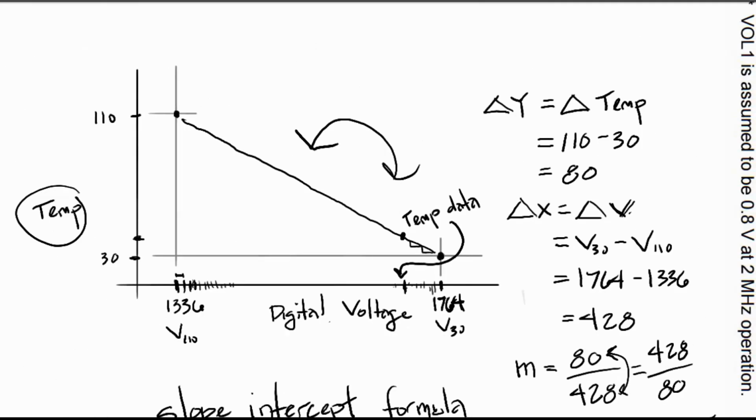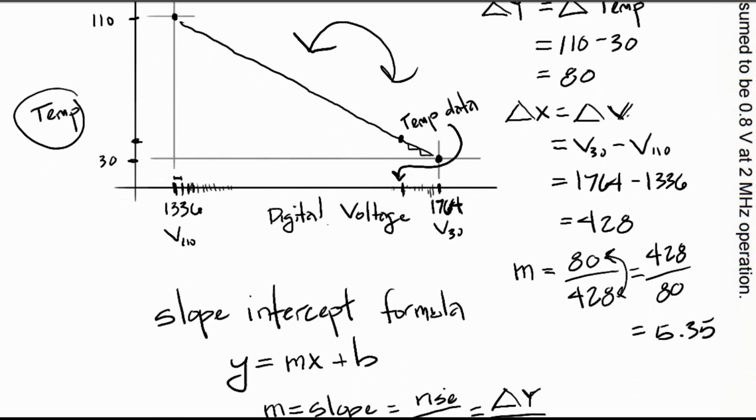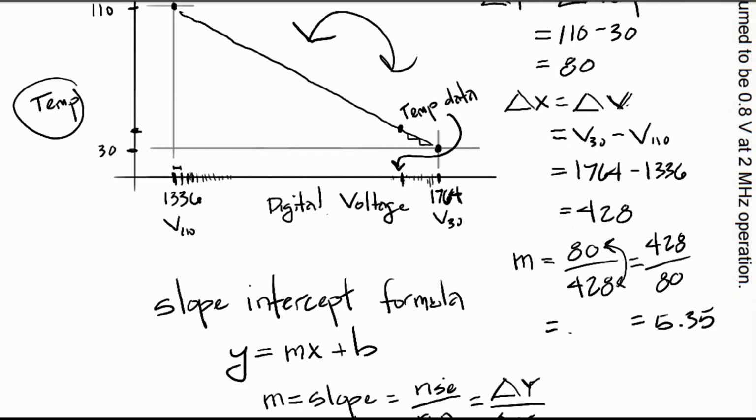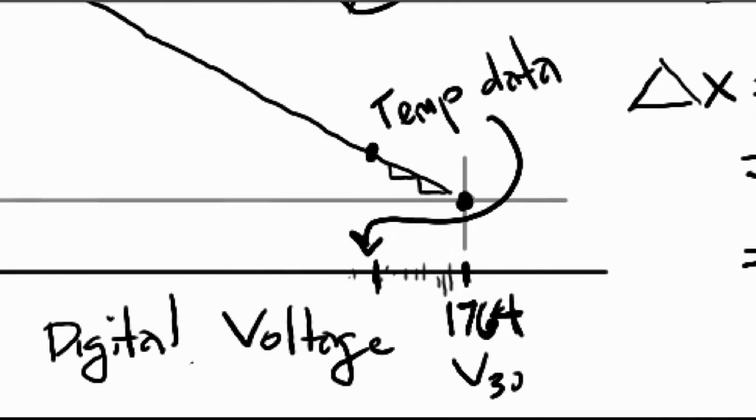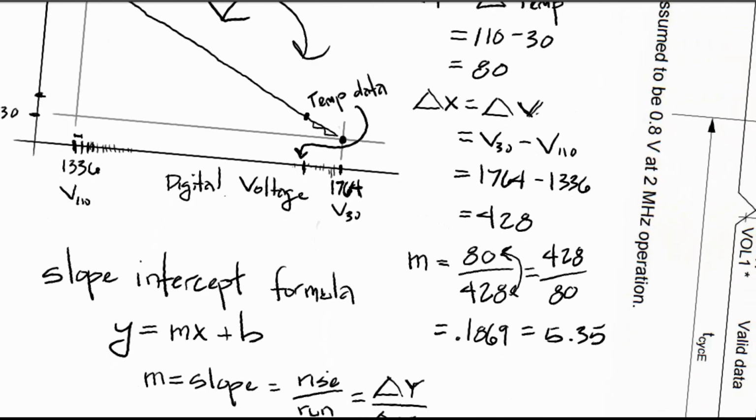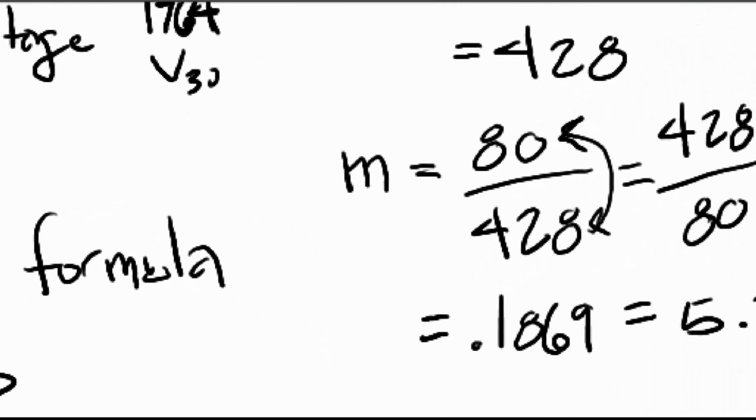If we did this the other way, like 80 over 428, let's see what that would equal. We get a value of 0.1869. So for each change in this number here, like between 1764 and 1763, that would be 0.1869 degrees. That might actually be a little bit easier to determine.